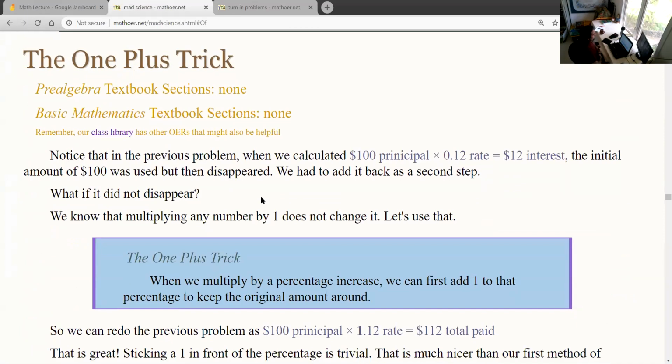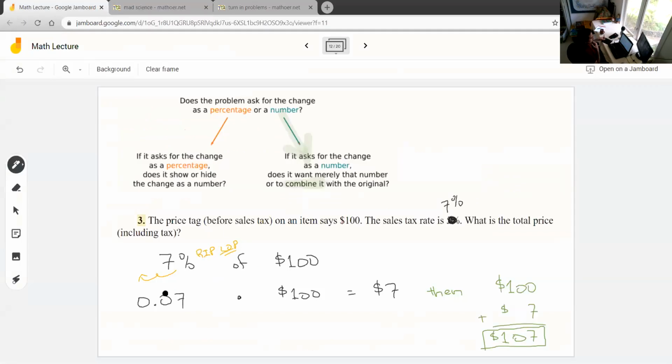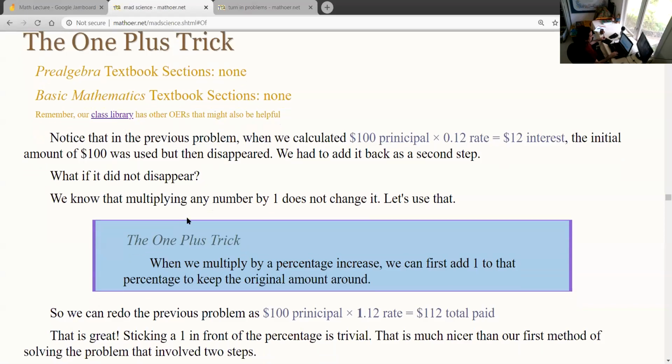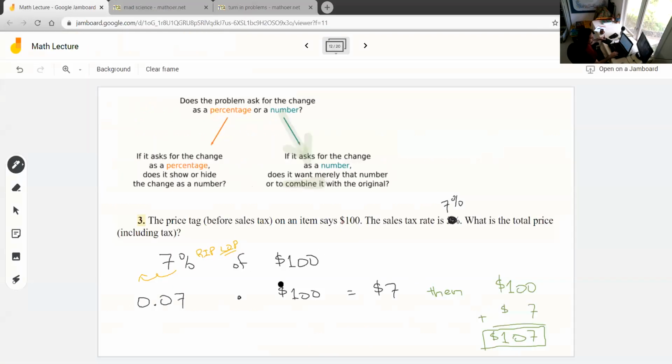Now, if you are good at multiplying by 100, this last problem might have seemed really easy, right? 7 out of 100 times 100 is 7. That's not surprising. So let's use that kind of thing. And let's also say that this involves 2 steps, the step with the black pen writing and the step with the green pen writing. Is there a way to make this simpler so we don't need 2 different steps?